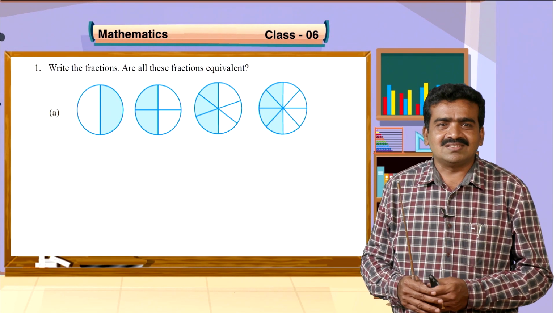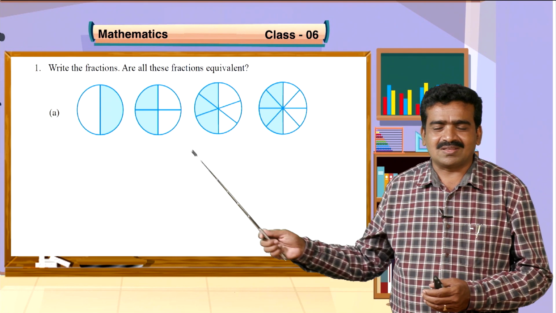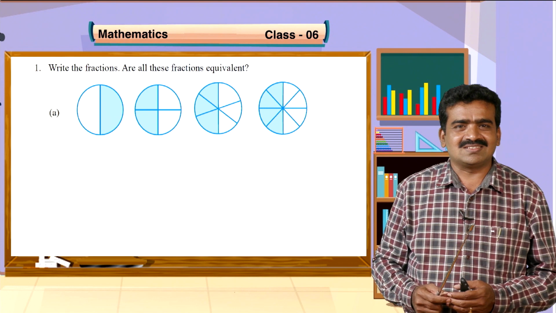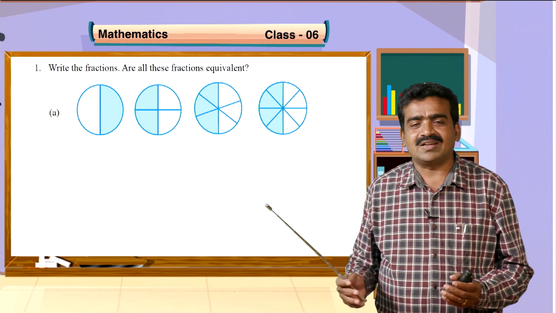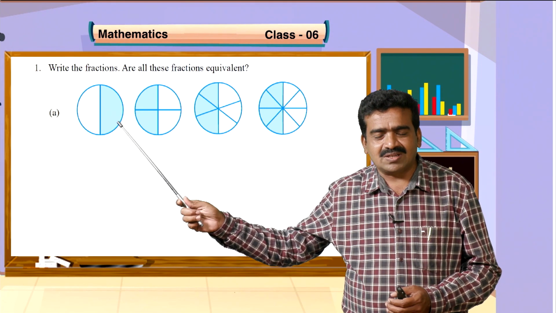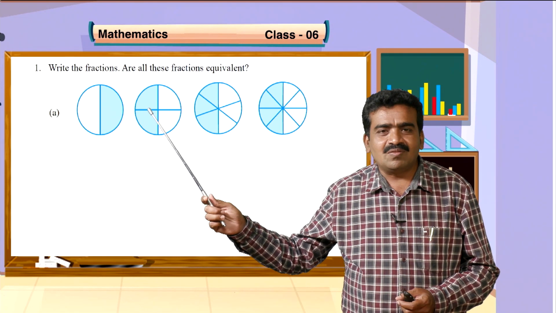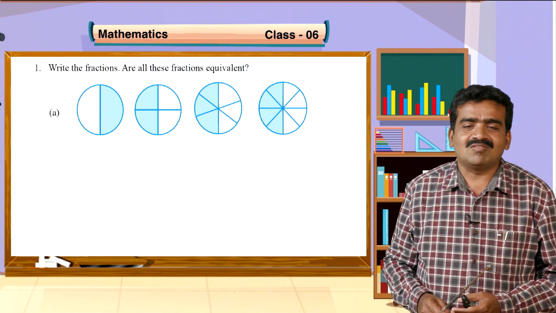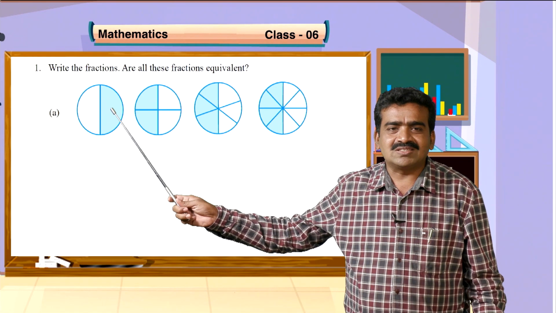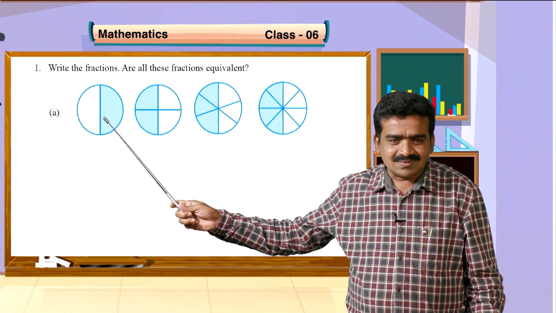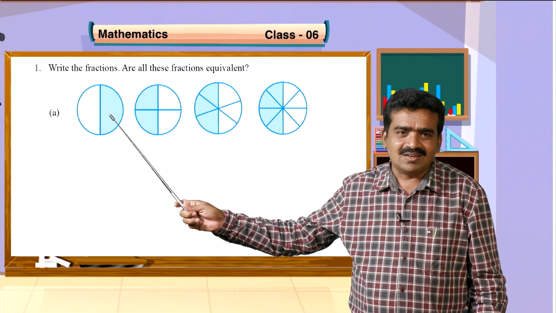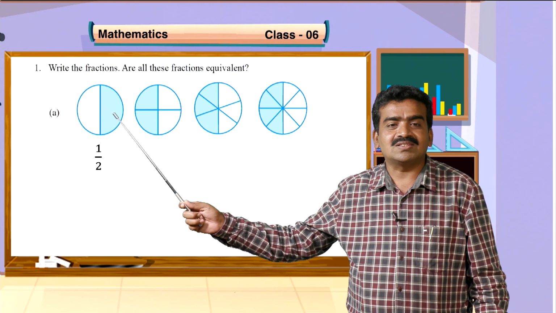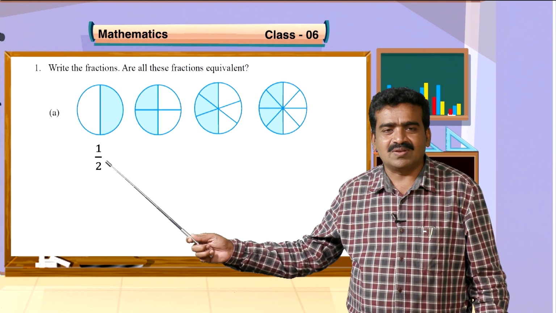Write the fractions with respect to the figure given. Are all these fractions equivalent? Here we have to write the fractions for the shaded portion in the figure, compare them, and identify whether they are equivalent or not. Here the whole is divided into 2 equal parts and one part is shaded. So the fraction for the shaded portion is 1 by 2.